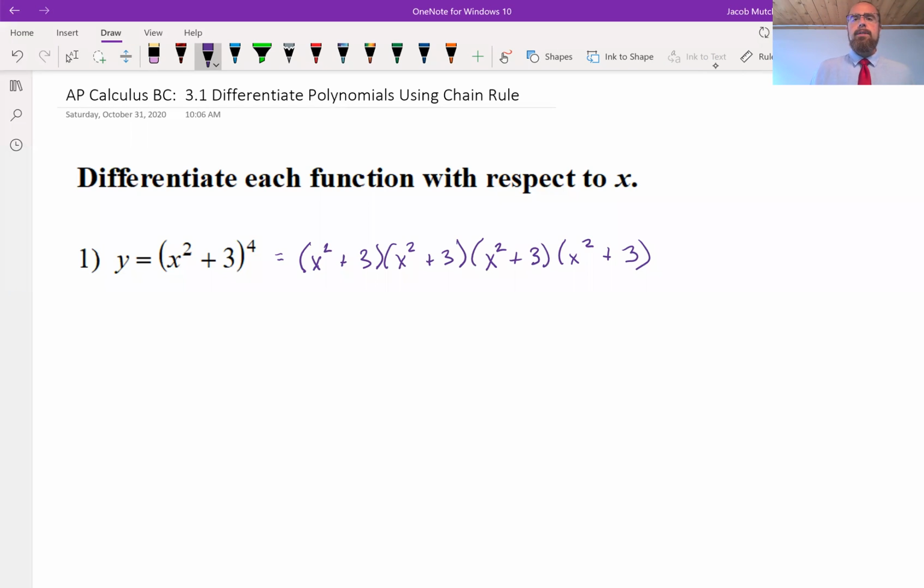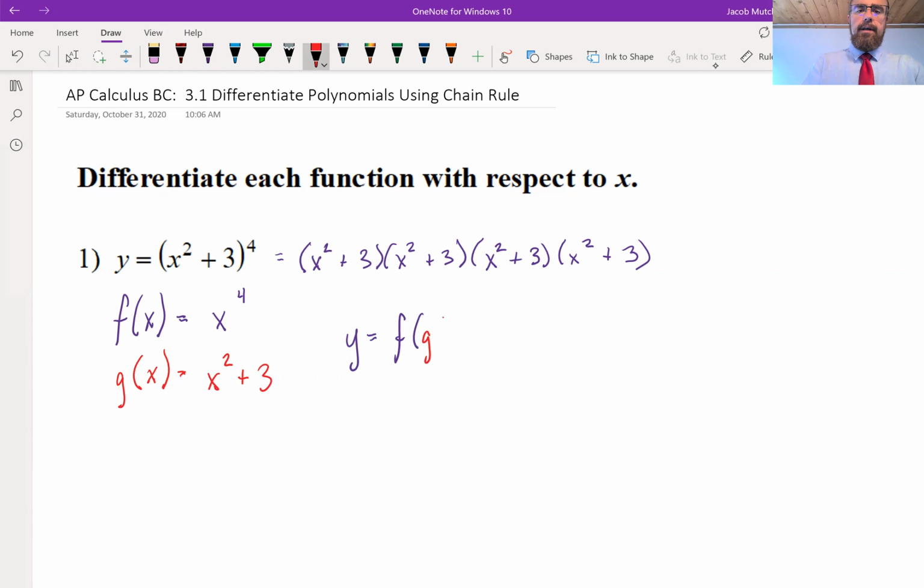Instead, I want to consider this as a composite function f of g of x. We have a function f of x, which is simply some base, and I'll let that be x to the power of 4. What I've replaced with x here, we're calling g of x, the function on the inside of the parentheses, x squared plus 3. So y is, in fact, f of g of x, a composite function, and I'll write it that way.